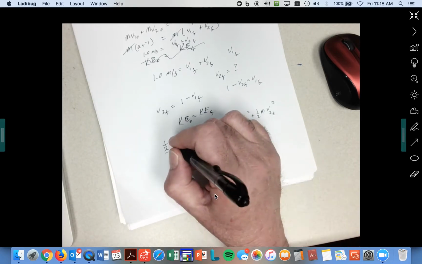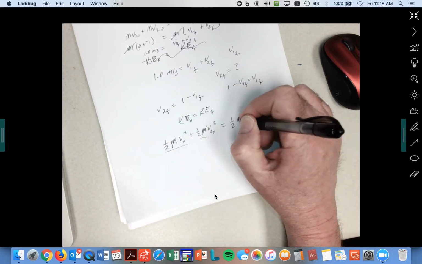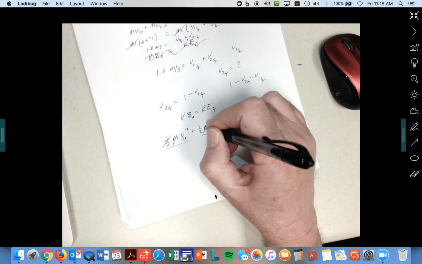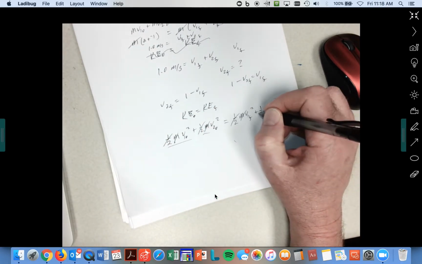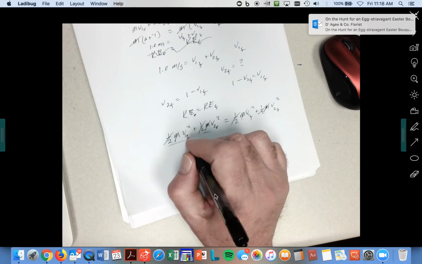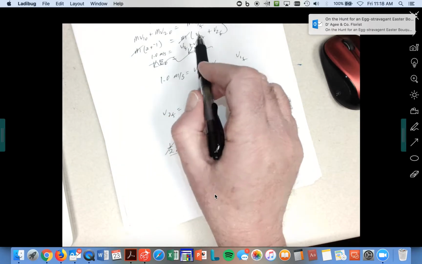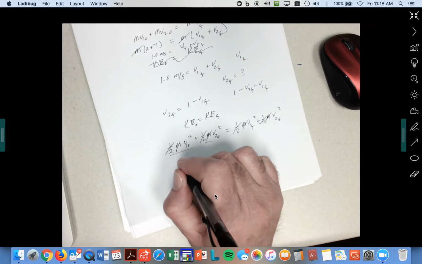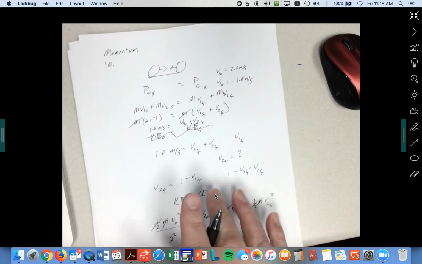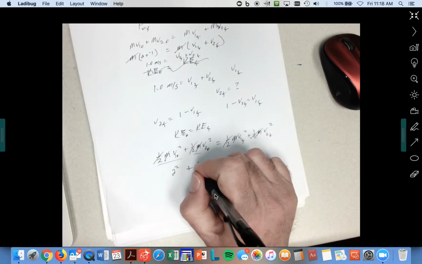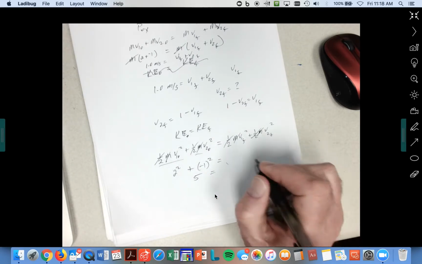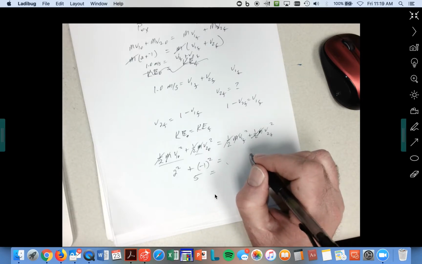And right away, let's cancel our m's. So I'm going to cancel my m's here. And what else can we cancel? Oh, let's cancel these 1/2. So let's get this stuff out of our hair. All right, so I've got V1 squared. What was V1? V1 was equal to 2 meters per second. So I've got 2 squared plus, what was V1? Negative 1 squared. Ah, that's nice. That equals 5.